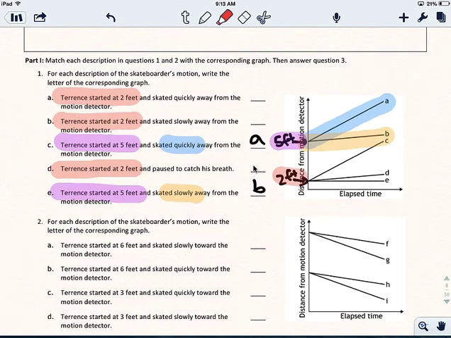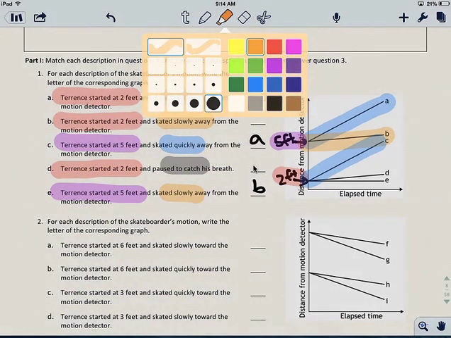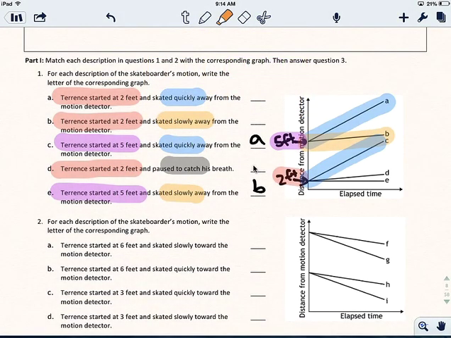Okay, so that tells me right away, if I'm thinking about this second set here at 2 feet, that C is going to be the fastest one because it is the steepest one. So steepness means quickness. So the steeper it is, the faster Terrence is moving. So I'm going to look through my answers over here and try to find where it says that he's skating quickly away. And I'm scanning here. A says quickly, B says slowly, and C says he pauses. Okay, so that means that line C is the one that's moving quickly away.